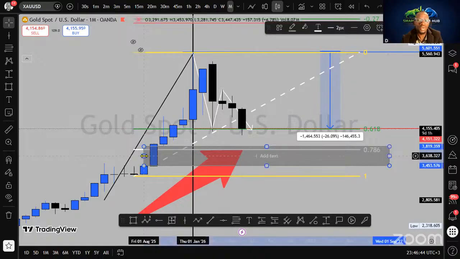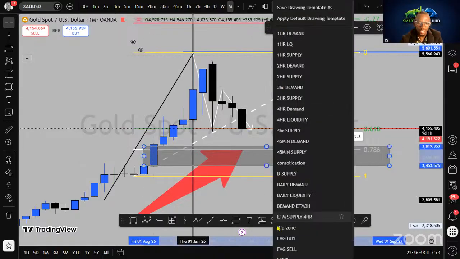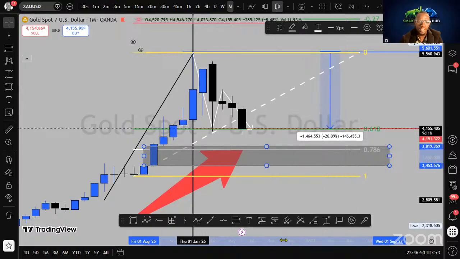And let's see if that is a very psychological area. I'm going to put a fair value gap buy. Then I want to see, we're having 38.22, the midpoint is around 3600. So yeah, it's a very psychological area.